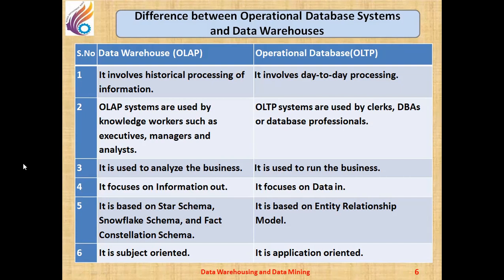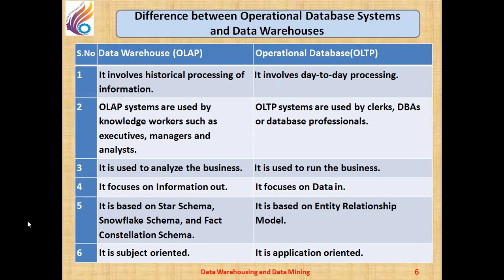Okay, let's look into a few of the differences here. It involves historical processing of information. This is what in the definition it is said: time variant. Time variant is nothing but historical processing of information. Maybe 5 years back data or 6 months back data or a week of data, some historical data. But whereas you look into operational databases, it involves day-to-day processing. The banking data that you see, every day you can see the transactions. Yes, every day some transactions are going on. So there is a flow of data. The data is not stagnated. The data is not stable in the OLTP.